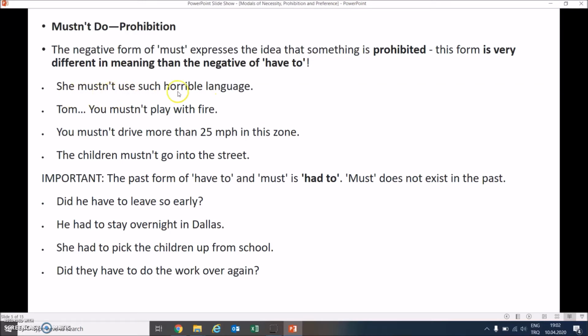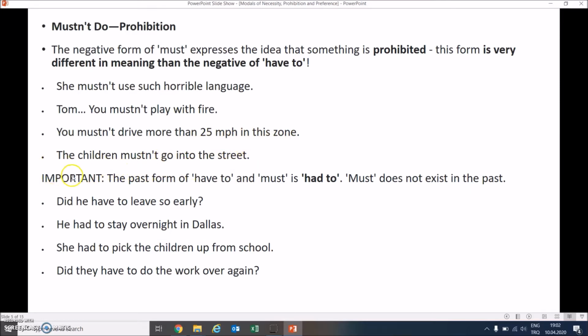So she mustn't use such horrible language. She mustn't, okay? She can't use it. It's forbidden. Tom, you mustn't play with fire. You mustn't, okay? It's dangerous. You mustn't drive more than 25 mph in this zone. The children mustn't go into the street.